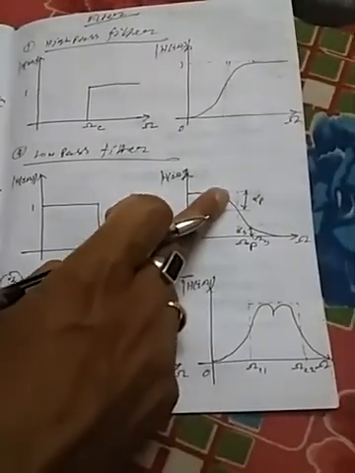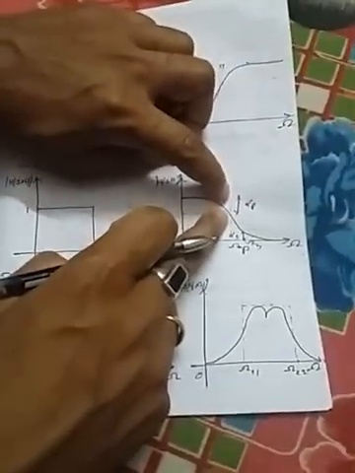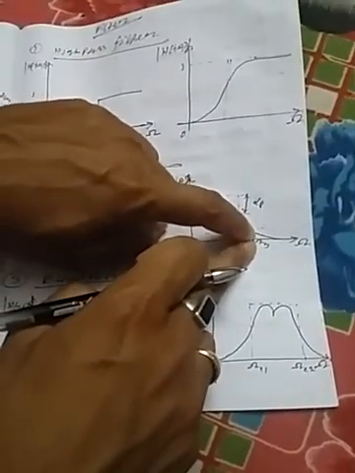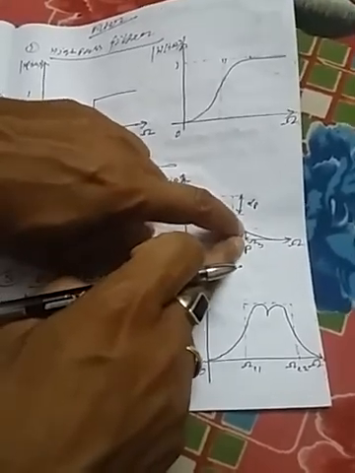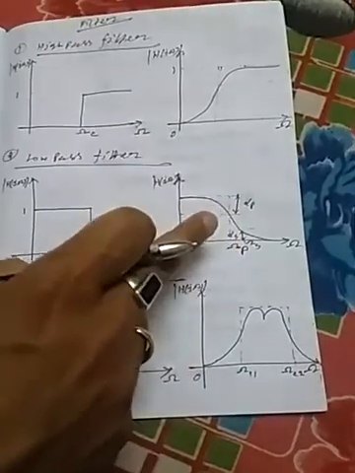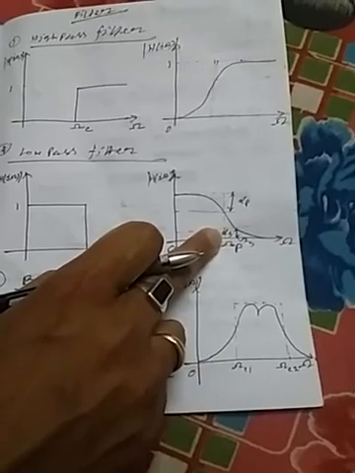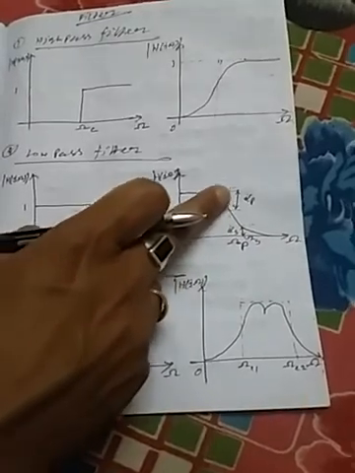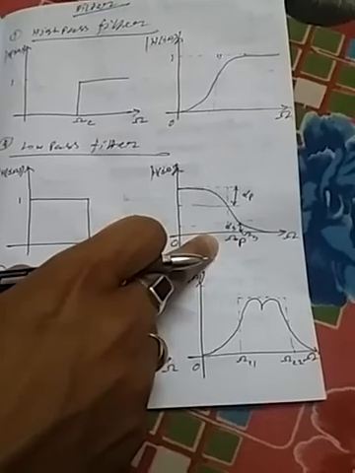Okay, so this is the maximum pass band attenuation. See here, this is maximum pass band attenuation, and this is basically minimum stop band attenuation. Here is the maximum value. So this is minimum stop band attenuation. So alpha s is the minimum stop band attenuation at stop band frequency omega s, and alpha p is the maximum pass band attenuation at pass band frequency omega p, right?